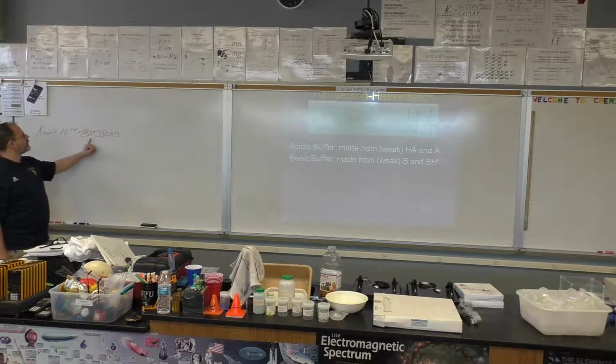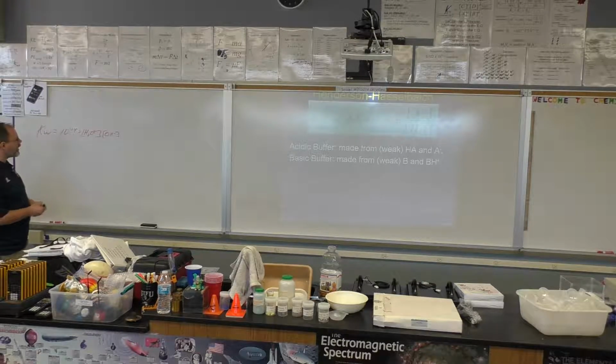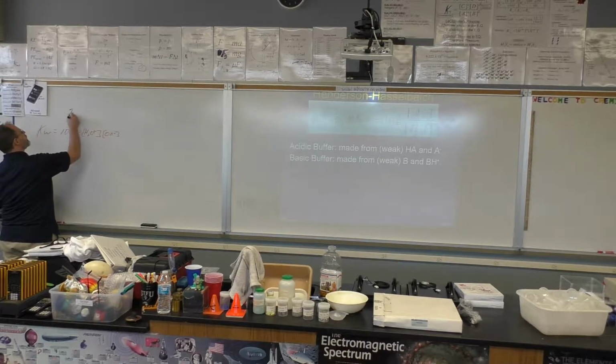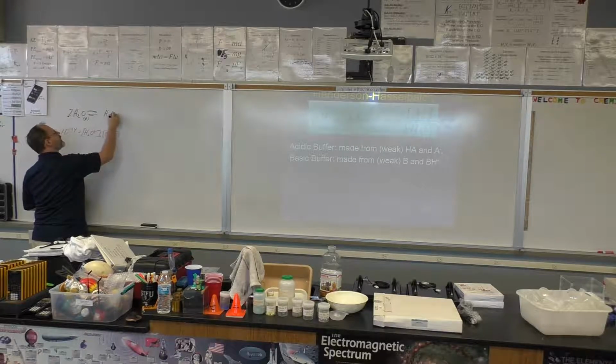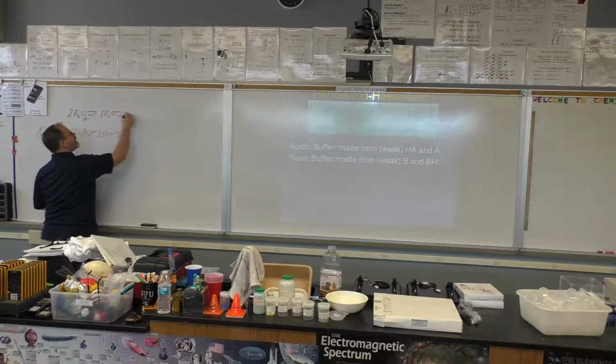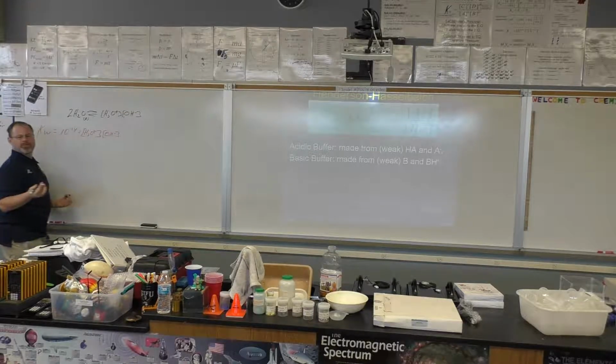And it's equal to the hydronium ion concentration multiplied by the hydroxide ion concentration. And the equilibrium looks basically like this. Two H2O liquids goes to H3O plus and OH minus. Does that make sense so far?